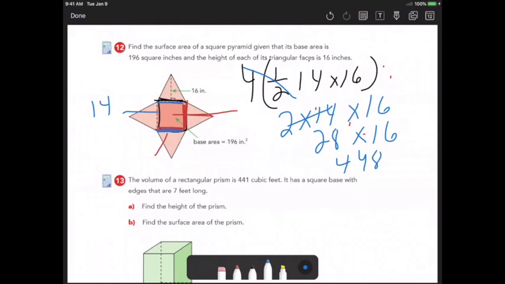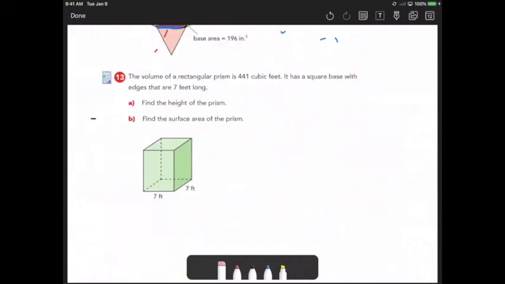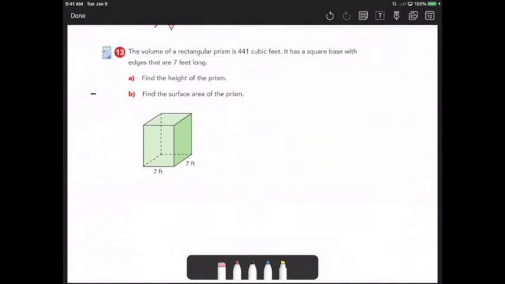Now that's just for the triangles. I need to add back in the base of the square. So I add 196. And if I add 448 plus 196, I'm going to get 644. And that's inches squared. Okay, boys and girls, for number 13, let's just go over a couple things first, then you're going to pause and hit play.